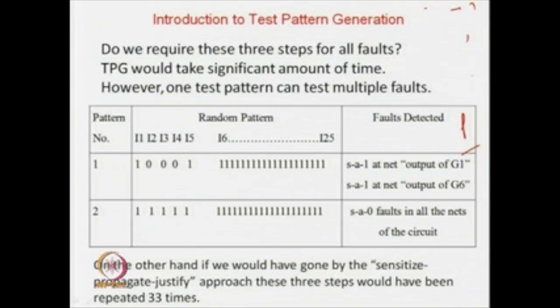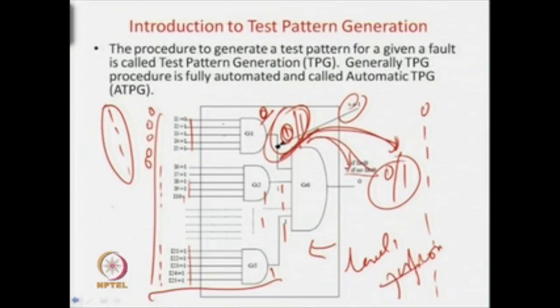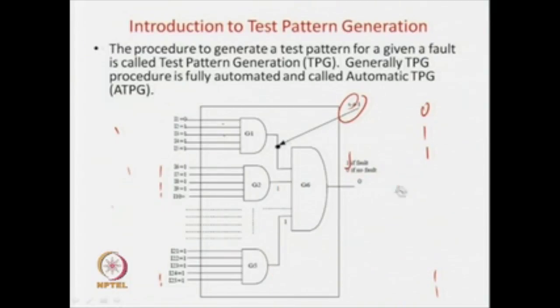Both of them have their own advantages, slowly we will see, but as of now it appears that the more advantageous one is random pattern generation. You apply a pattern and see how many faults are detected. Let us consider the same circuit. We take the same circuit here, and now say what can you do? Say some stuck-at-1 and stuck-at-0 faults are there over here.